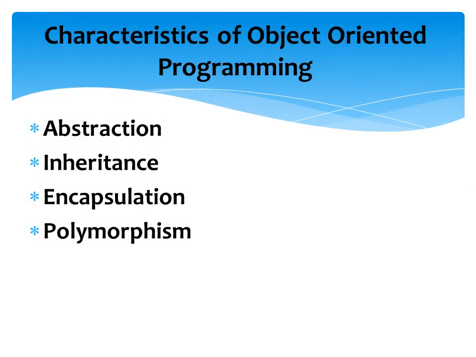In this slide, we will discuss four important characteristics of object oriented programming. First is abstraction, second is inheritance, third is encapsulation, and fourth one is polymorphism.